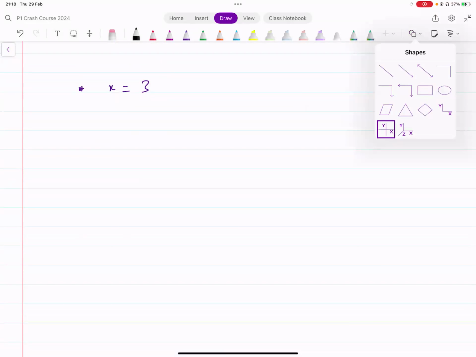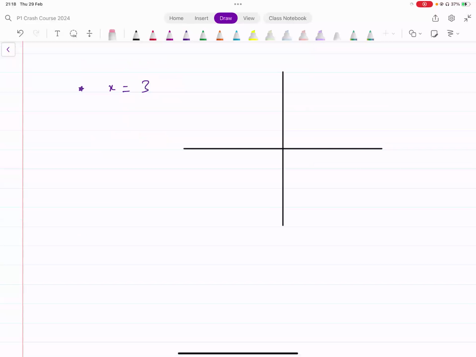But you can think of it graphically. X equals 3. What does this line look like? It's a vertical line at the point 3. At the point 3, it's a vertical line like this.